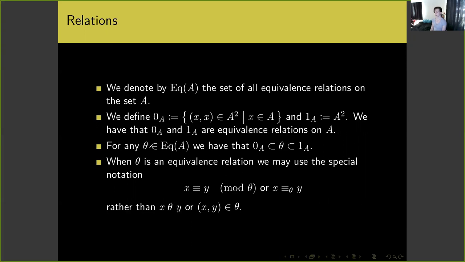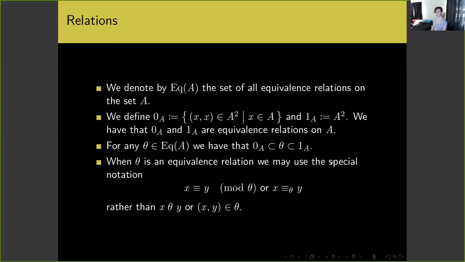Now, for any equivalence relation theta, we actually have that 0_A is contained in theta is contained in 1_A. So this certainly isn't true for a general binary relation on A, but for equivalence relations, it is true. So we can think of 0 as being the smallest equivalence relation that we could define on A, and 1 as being the biggest equivalence relation that we could define on A.